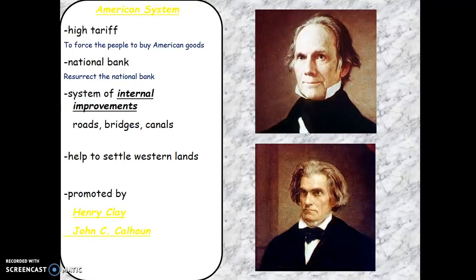So by bettering our roads, building bridges, the first canal is going to be built, the Erie Canal at this point in time. The railroad will be coming soon. But none of this is going to do any good if they can't ship it from one area to another. This would also help settle western lands because we need those farmers. Okay, highlight that the 2 men that promoted the American system were Henry Clay and John C. Calhoun.